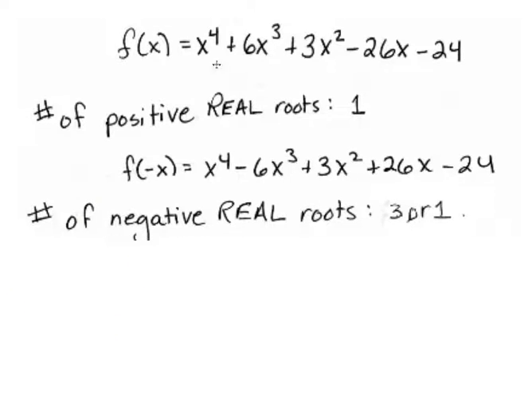So you can see from my function, I have one sign change from positive to negative. So there is exactly one positive real root. I also found f of negative x. In this one, I have 1, 2, 3 sign changes. So I have 3 or 1 negative real roots. Remember, it's the number of sign changes or less than that by an even integer.